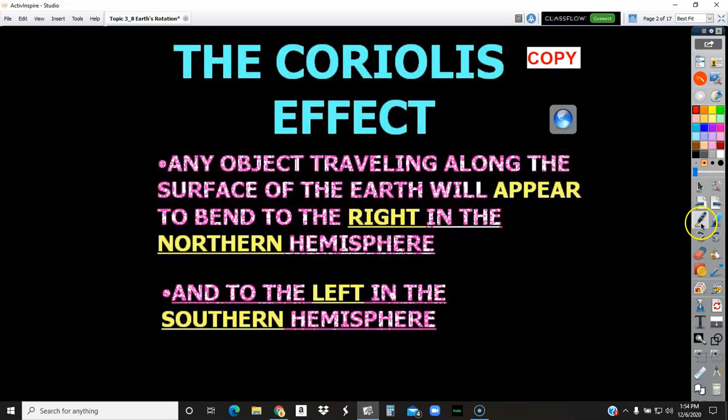This is the definition. Any object traveling along the surface of the Earth will appear to bend or deflect or curve to the right in the northern hemisphere, and appear to deflect or bend to the left in the southern hemisphere. And let me pull up this YouTube video, so we're going to watch this for a minute.